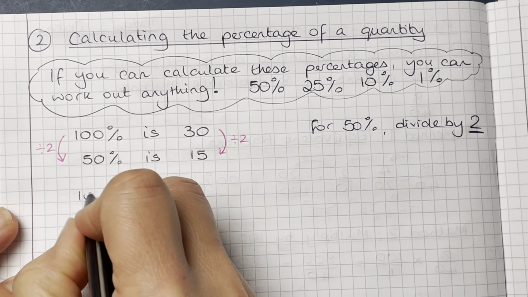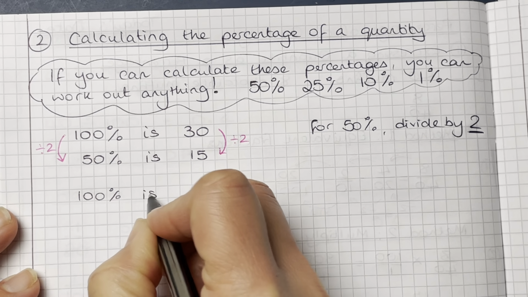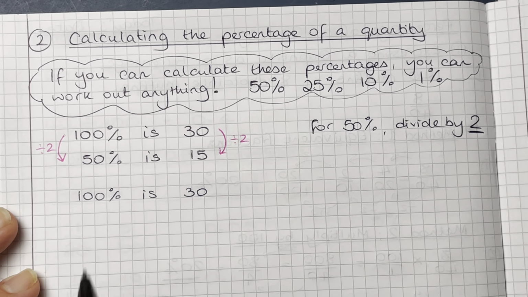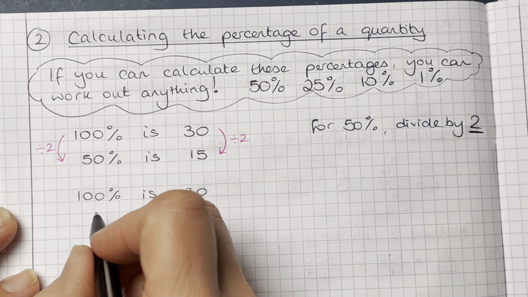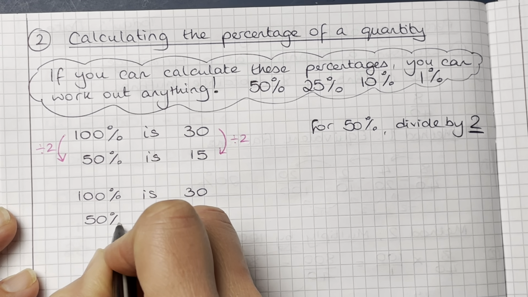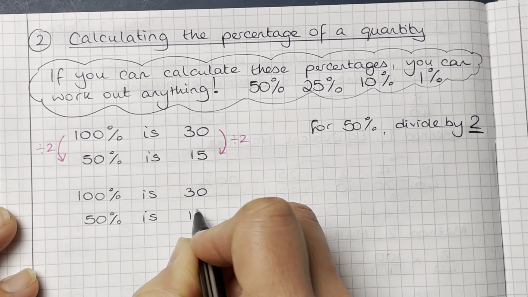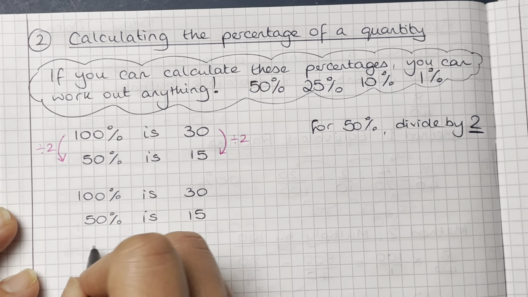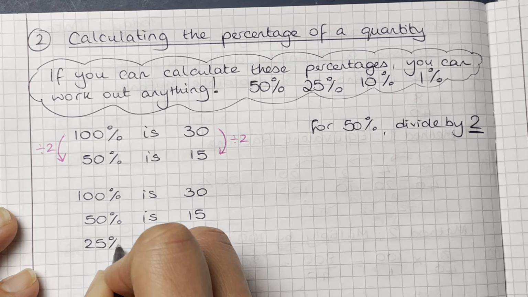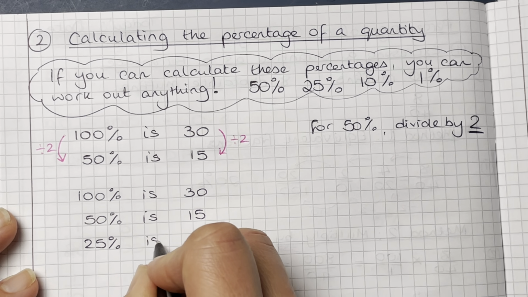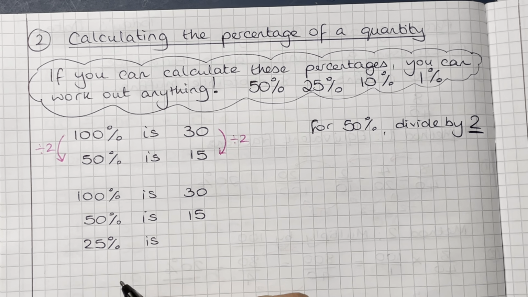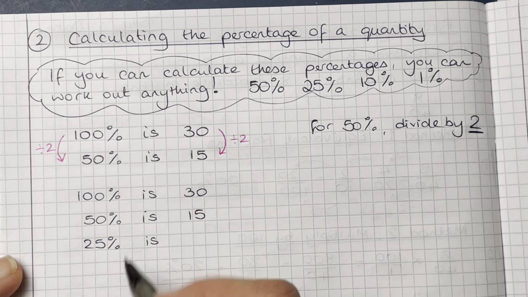Okay, I'm going to write it out again. All right, remember, I'm still working with my 100% is 30. This time I want 25%. Now I might be able to just go straight in and divide by 4, but let's say that I'm struggling and my mind's gone blank. So I'm going to do exactly the same as I did in the first example. I'm going to halve 100 to get 50, and then I'm going to halve 50 to get 25%.